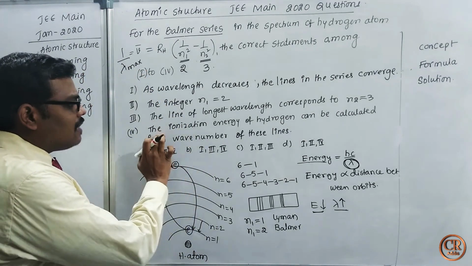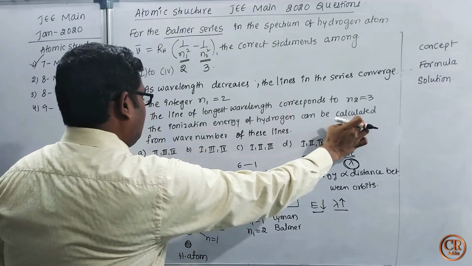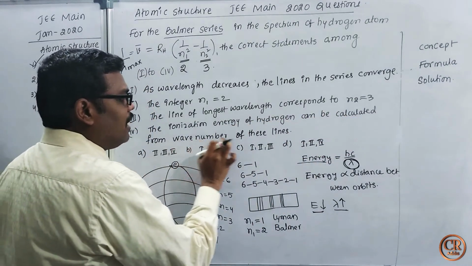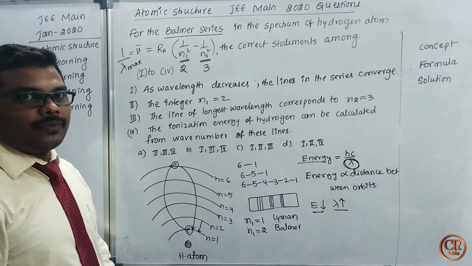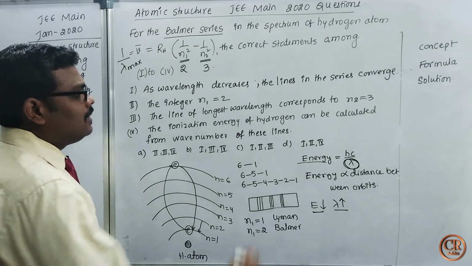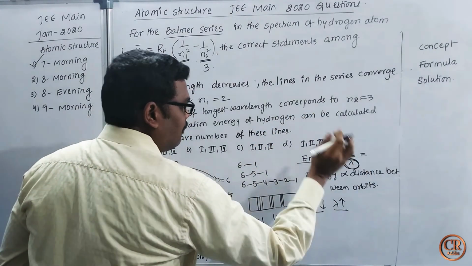The next statement: the ionization energy of hydrogen can be calculated from the wave number of these lines. Is it correct or wrong? Generally what we think, see here, energy is equal to hc by lambda.